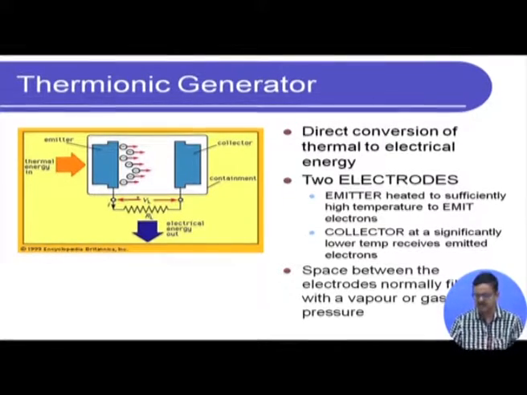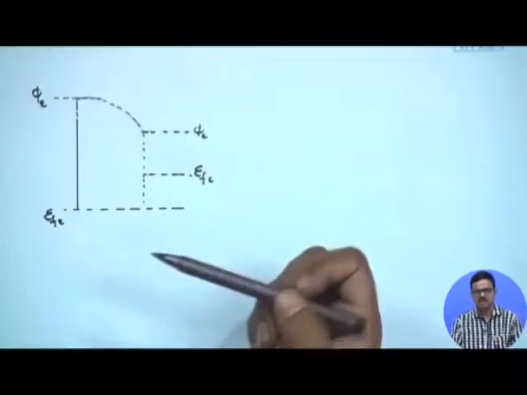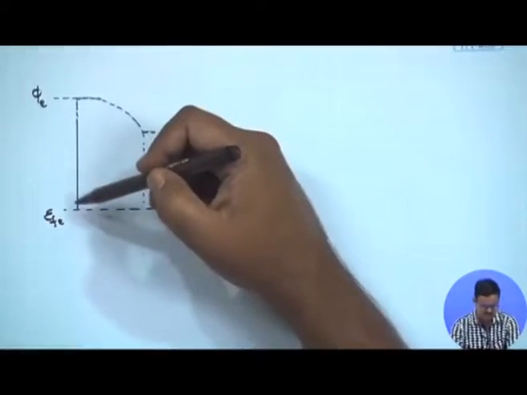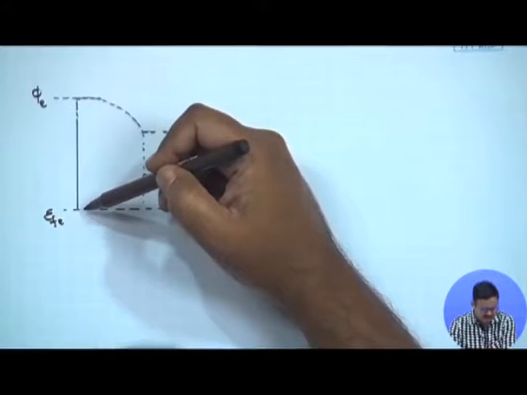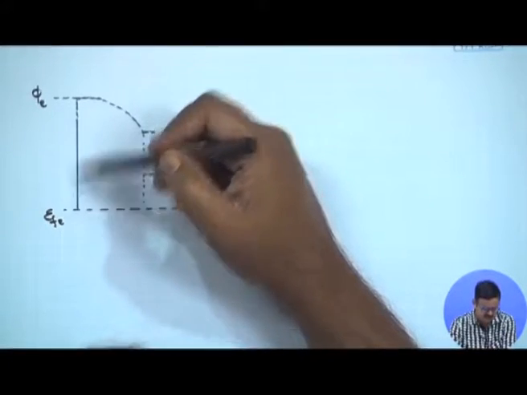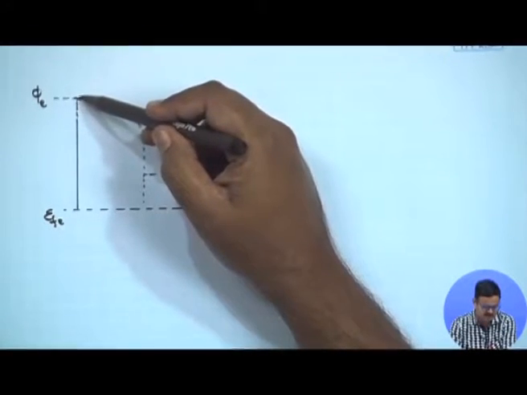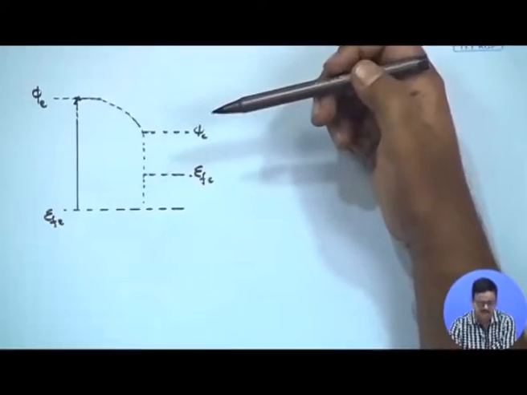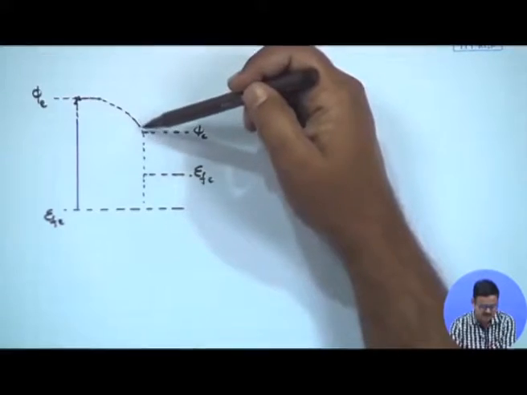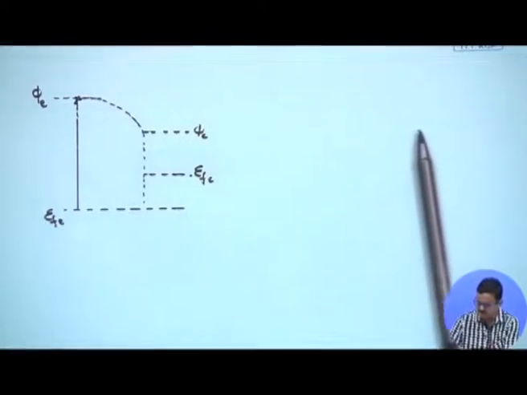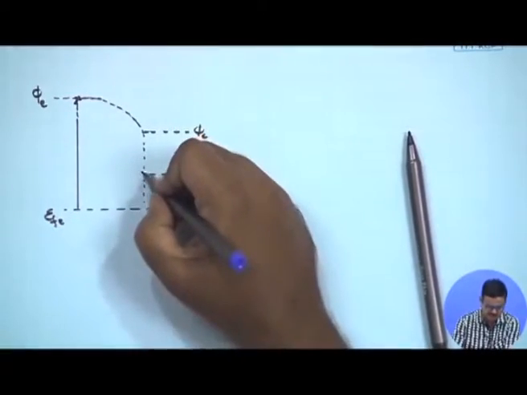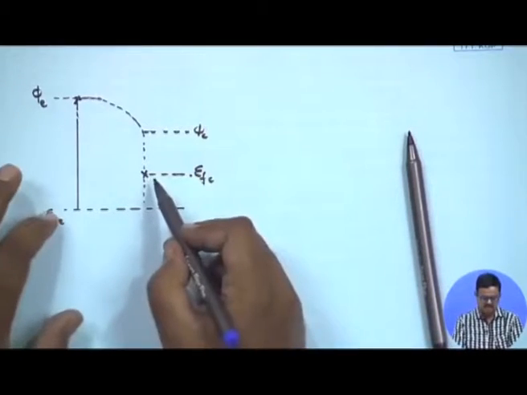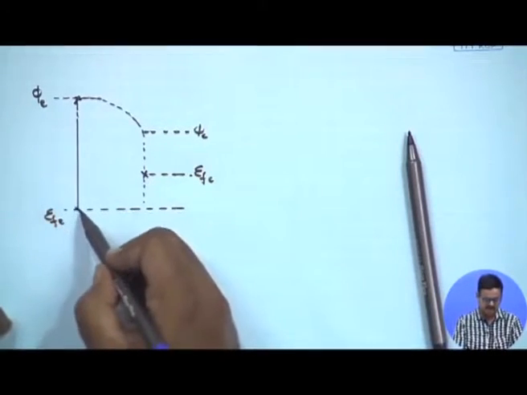If we look at the sketch that I have drawn, this is similar to what we drew last time. At the emitter surface, the electrons attain an energy level which is equal to the work function or higher than that, and so it detaches and comes towards the collector, where it settles down to this level, which is the Fermi level. Now, this Fermi level of the collector is higher than that of the emitter.